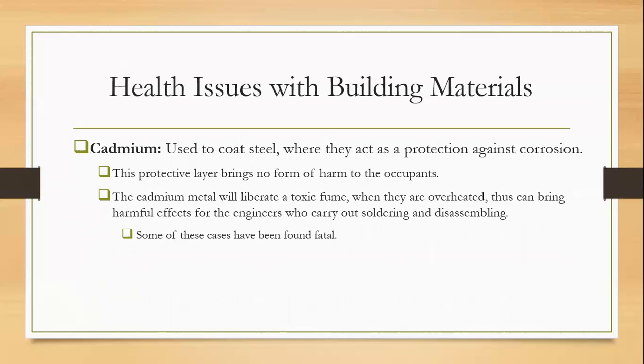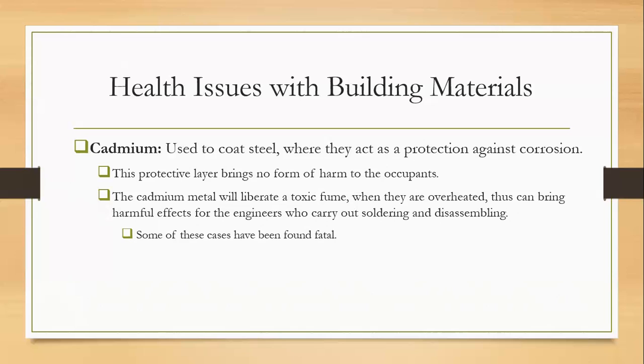So this is used to coat steel, and we know steel is very commonly used in the construction of buildings. And this coating is used to act as a protection against the corrosion of the steel. So this protective layer brings no form of harm to the actual occupants of the building.